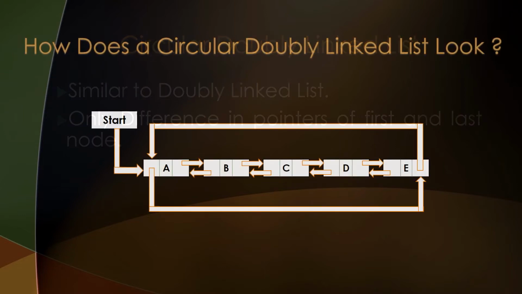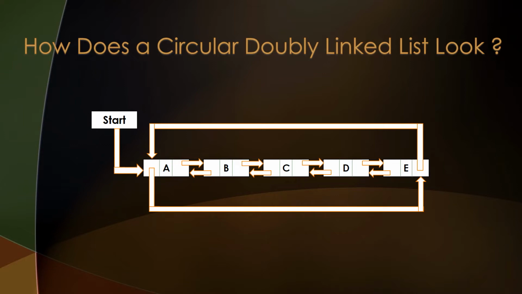So this is how the basic structure of a circular doubly linked list looks like. Similar to a doubly linked list, each node has two pointers, one pointing to the next node in the linked list and the other pointing to the previous node in the linked list. Regarding the last node, the forward pointer of the last node points to the first node in the linked list and the backward pointer of the first node points to the last node in the linked list, which is the same as a circular linked list, and hence it is a combination of the circular and doubly linked list.